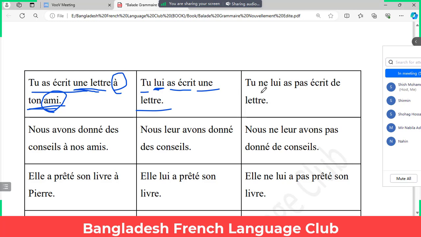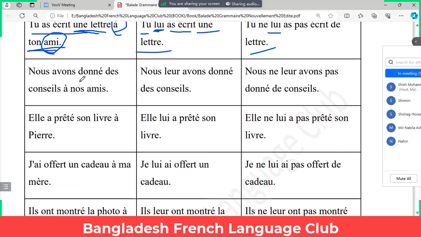Okay, so: tu ne lui as pas écrit de lettre. You didn't write a letter to him. Okay, monsieur. Then this one.